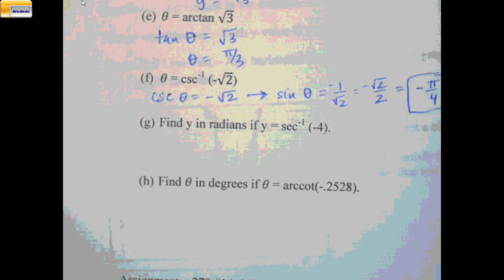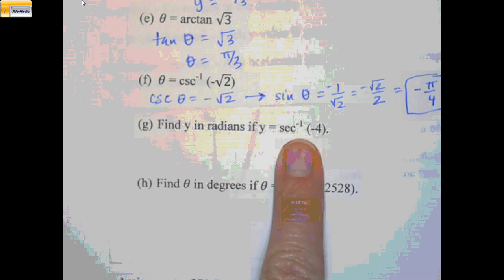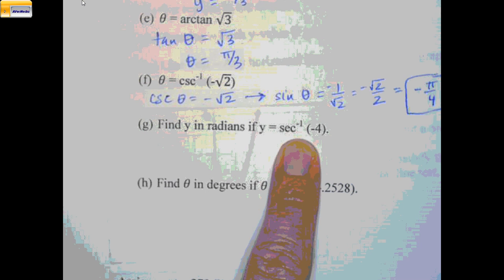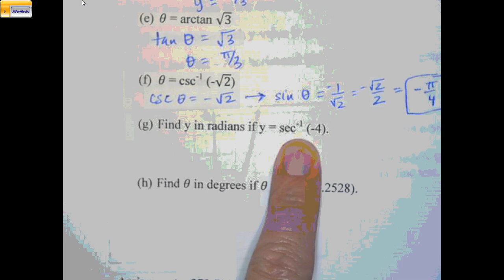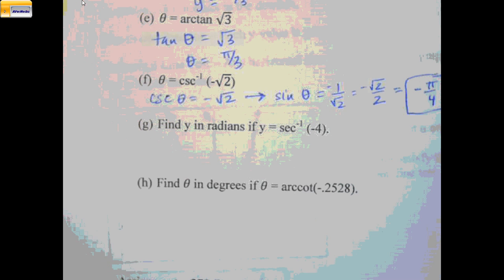What's your calculator say? What do we type in? What do we do? I forgot. All right. Secant, a lot of you guys are going to remember that's 1 over cosine. We'll just type it in. 1 divided by cosine of negative 4. What do you get? An error, because it's trying to flip an undefined fraction upside down, I think, which is a problem. So there's got to be another way around this.